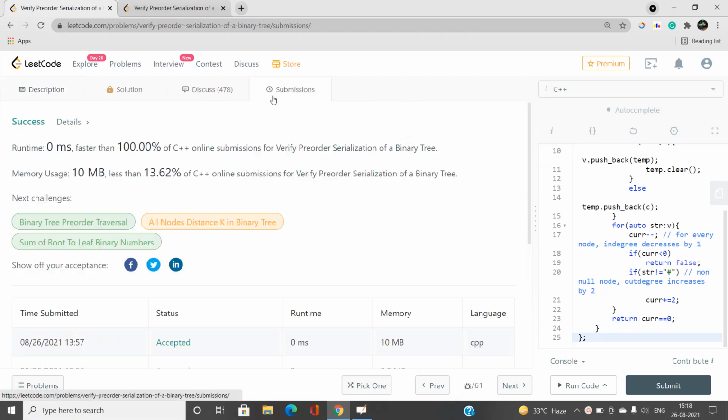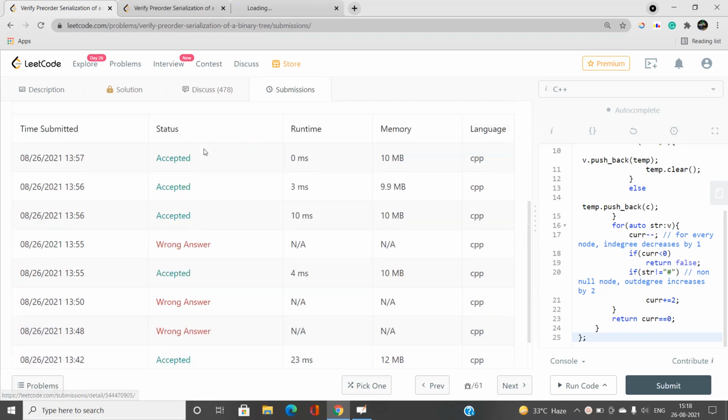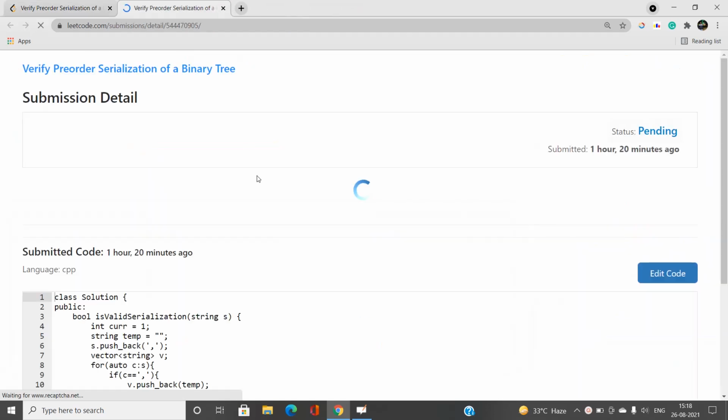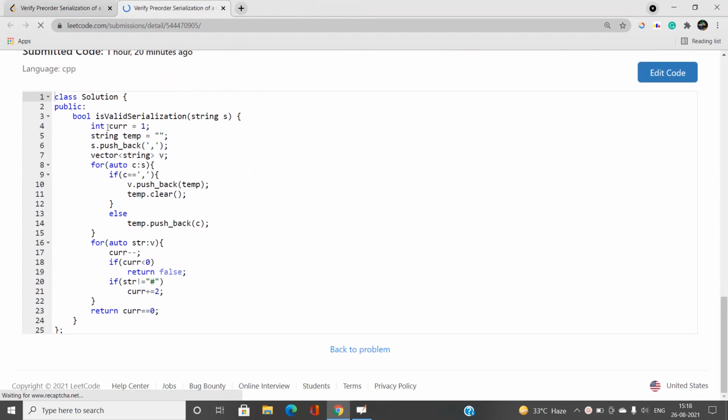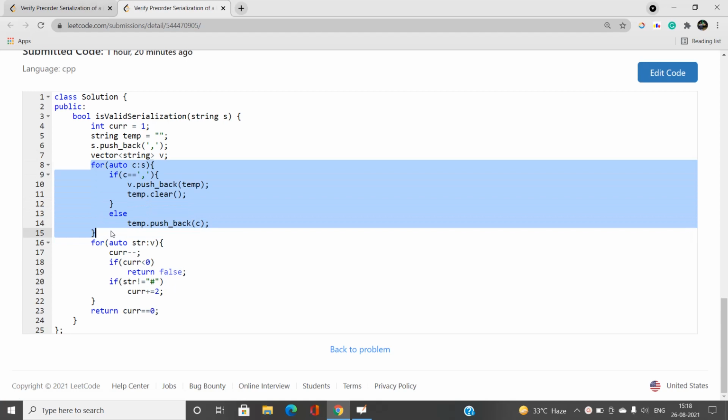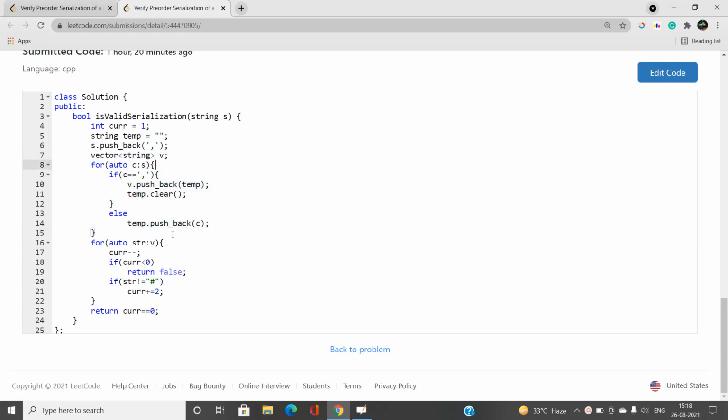the explanation and the coding part also. You can see runtime 0 ms. Now initialize current with 1, because you can see the root node has no parent, that's why we initialize with 1. You can also initialize with 2, but in that case you have to handle a corner case where the root node is the only node and there's no other node. Initialize temp as empty. You can see this entire part is extracting the particular substring between two commas and putting it into a vector v.